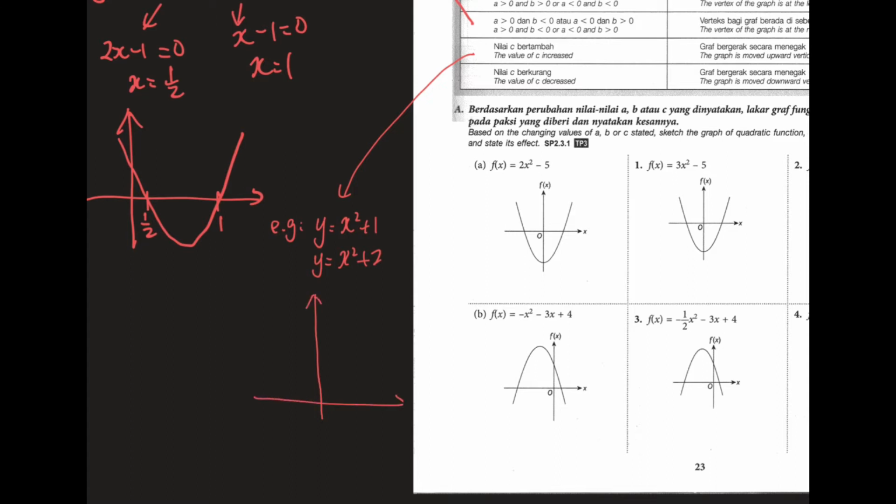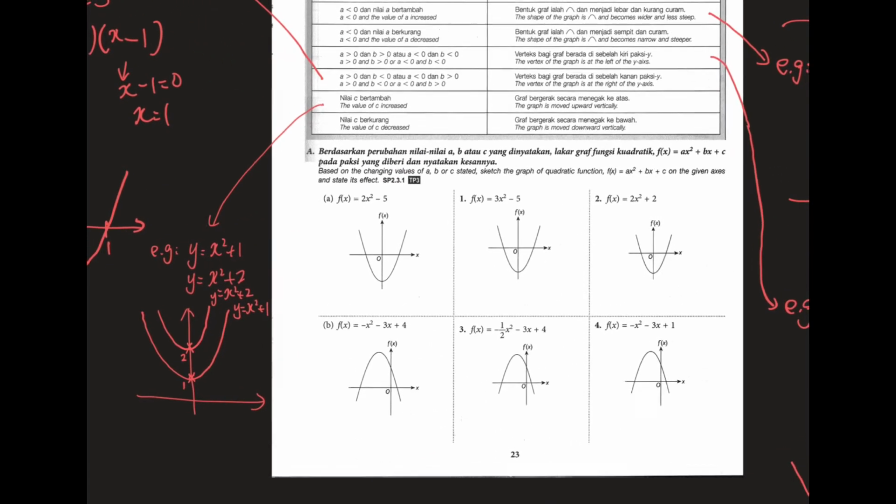So x squared plus 1 is like this. It crosses at 1. Now x squared plus 2 is this one. It crosses the y-axis at 2. So this is y equal to x squared plus 1. This is y equal to x squared plus 2. So what happened is the graph moved up vertically by 1 unit, from 1 to 2.